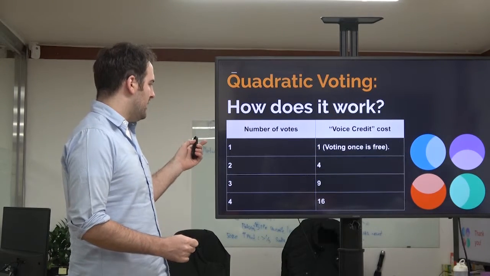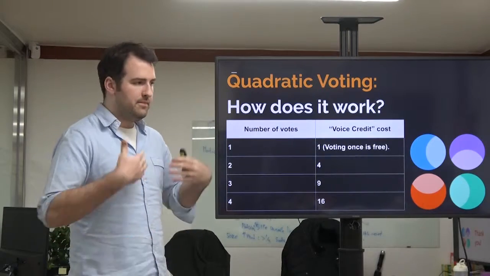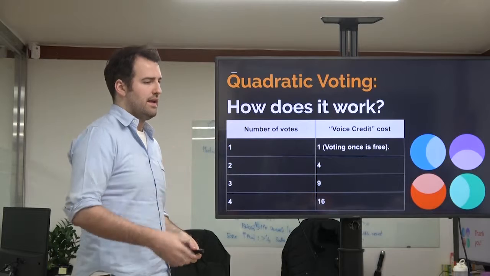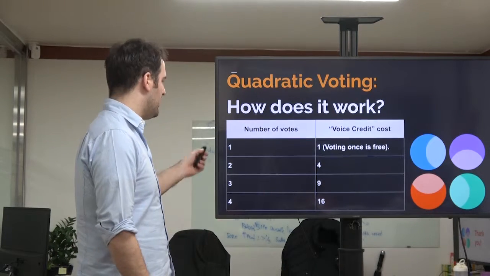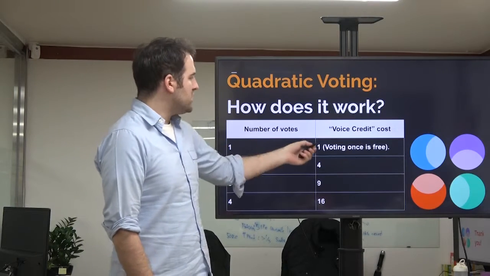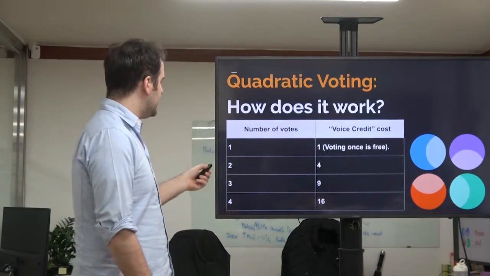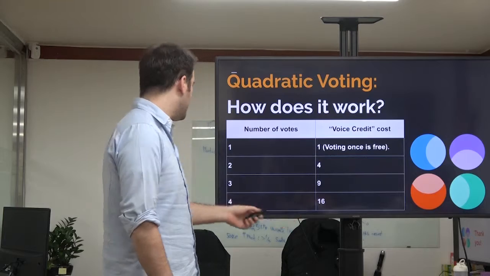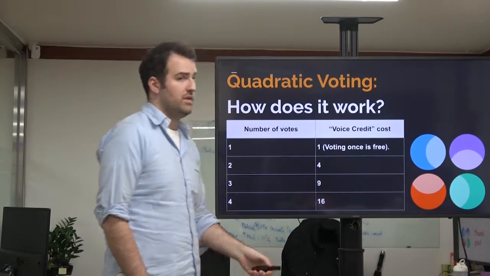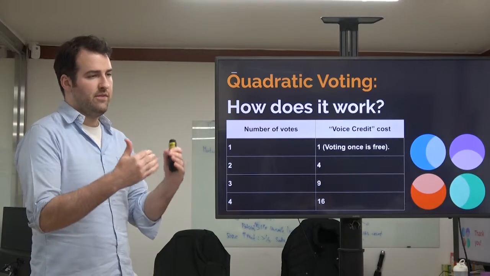However, we don't want to just give them a one-to-one, I have this much money, so I get 10 times the amount of voting power. We want to make it this quadratic formula. So 1 extra vote costs 1 voice credit, 2 extra votes costs 4, 3 extra votes costs 9, 4 extra votes costs 16 of those votes. So, and that is if you vote on the same proposal.